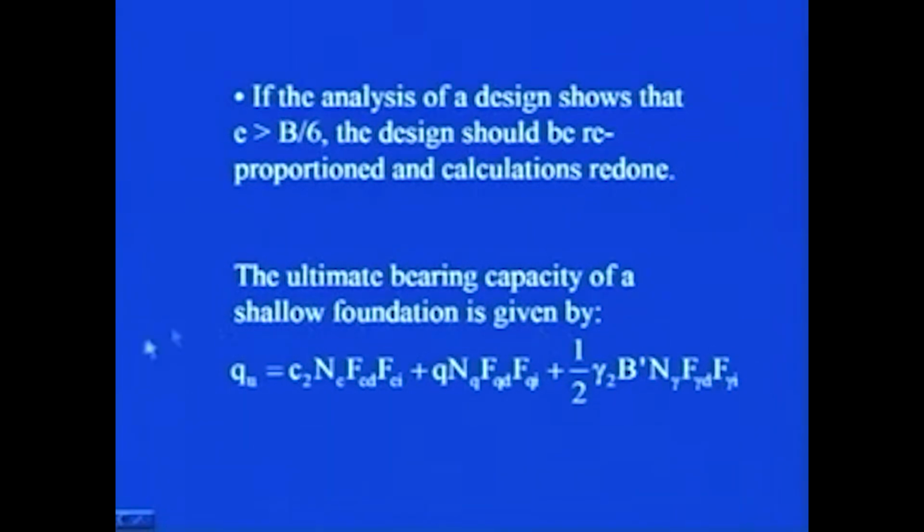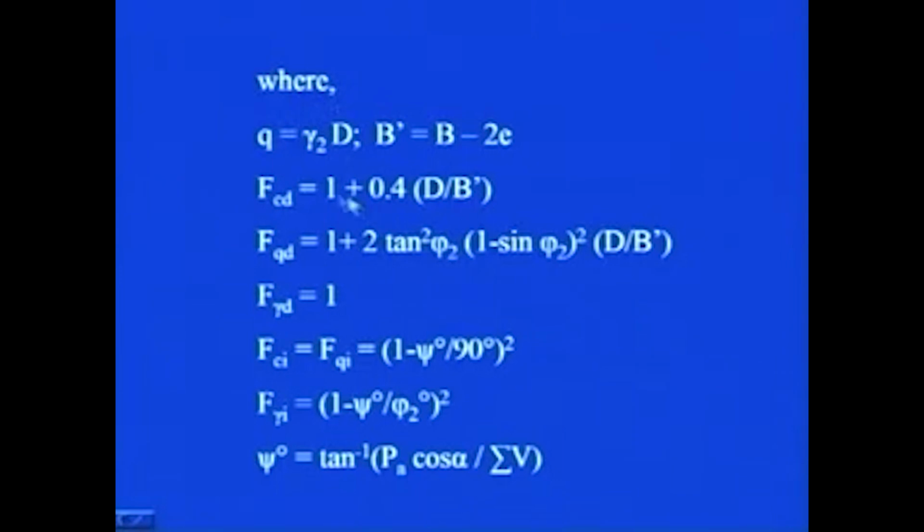Now, let us see what the different terms in this expression are. Q is gamma 2 into D, B prime is B minus 2E, where E is the eccentricity that you have to obtain as explained earlier. FCD, FQD and F gamma D are the standard expressions given by Terzaghi or different other research workers. You can simply pick the standard values by using these expressions. And FCI, FQI, F gamma I are functions of this angle psi, which can be obtained by this expression, that is, tan inverse of PA cos alpha by summation V.